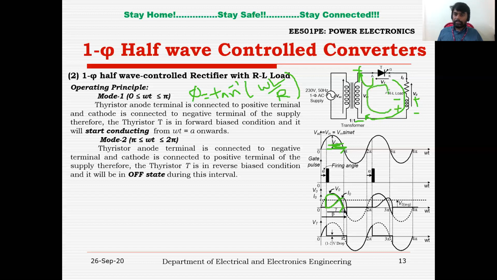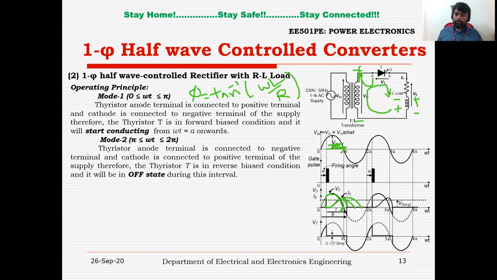It is taking the path like this. Now to discharge its energy, the thyristor should be in conduction state. So you can see the discharging portion here. The discharging may happen here, or here, or here. That depends upon the value of the inductor.